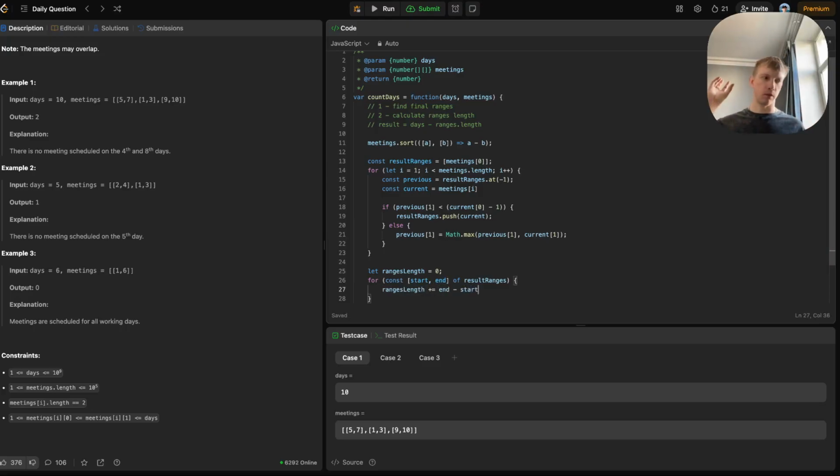For example, we have start 0 and 3. The length would be 0, 1, 2, 3, 4. 3 minus 0 is 3. So plus 1.